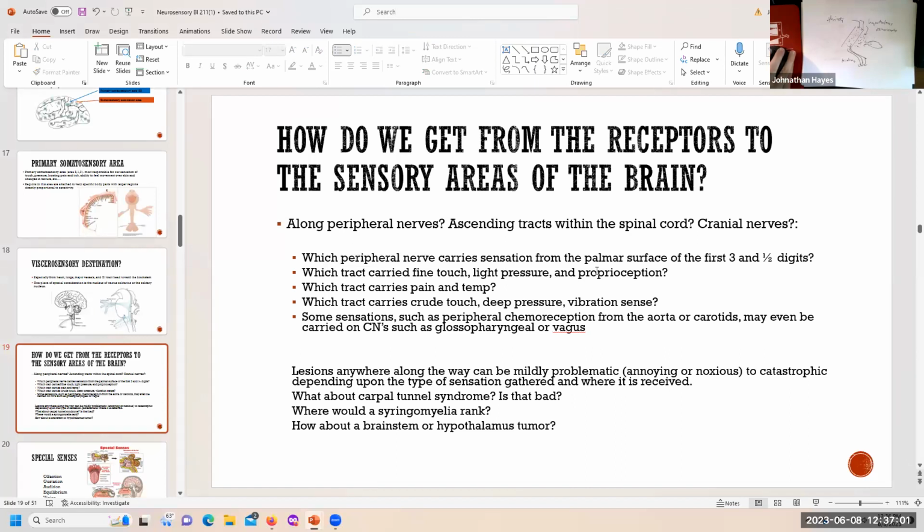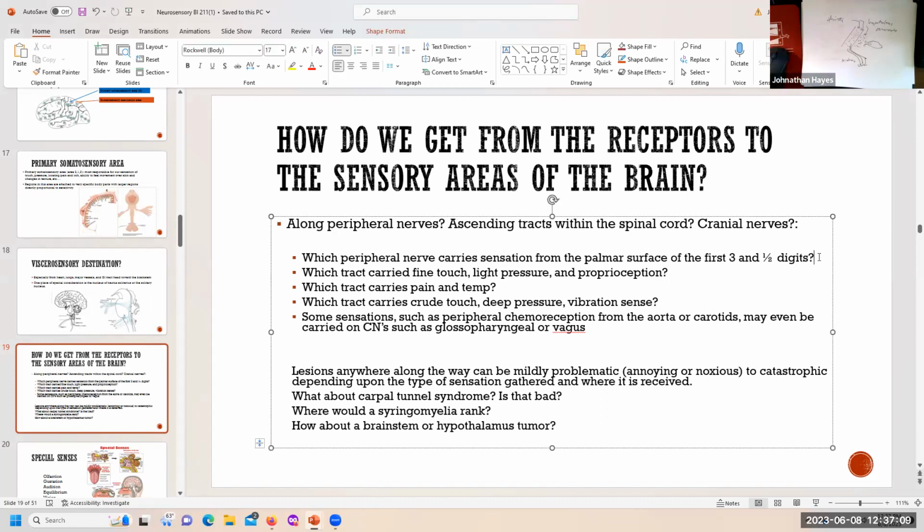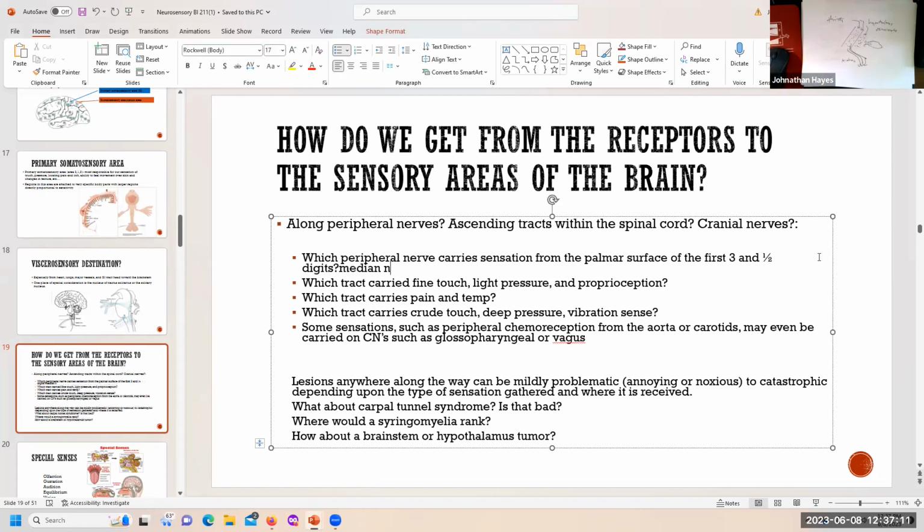Which peripheral nerve carries sensation from the palmar surface of the first 3.5 digits? That's the median nerve. What tract carries fine touch, light pressure, and proprioception? Dorsal columns. So median nerve, dorsal columns. Tract that carries pain and temperature: lateral spinothalamic.